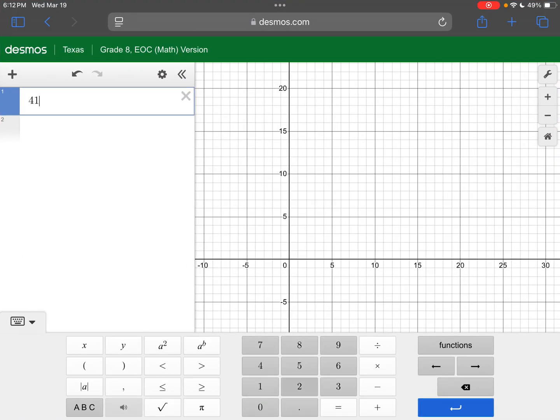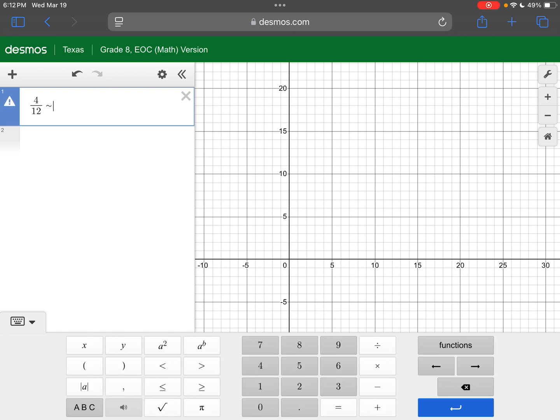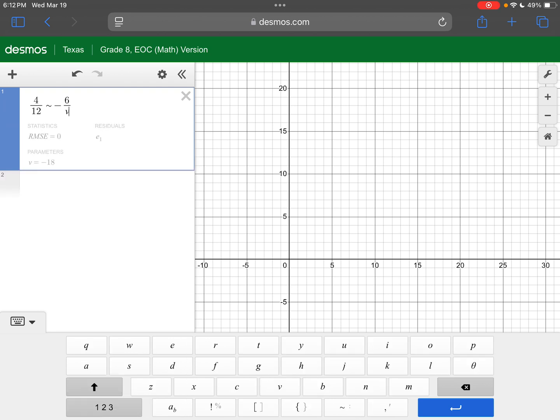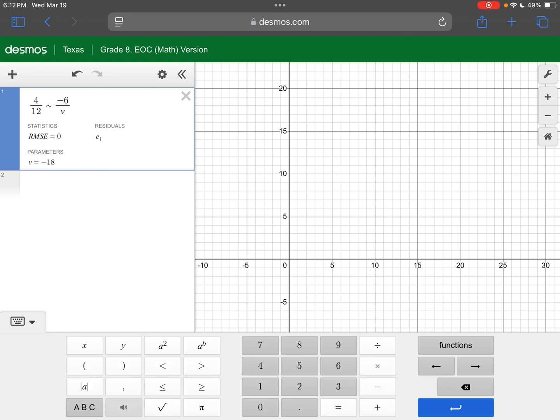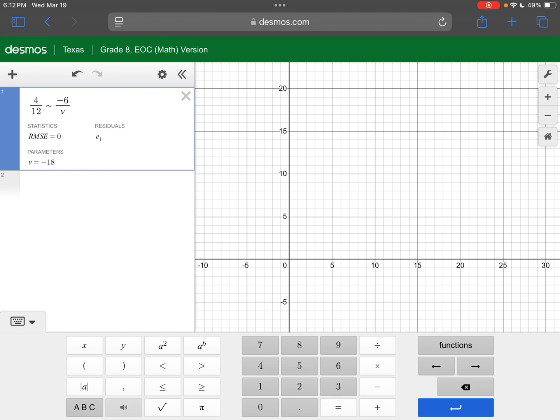Four over 12 tilde negative 6 over, we don't know yet, y. Just to make sure... oh, I forgot, the 12 should be negative. Hey, you should get the same answer.